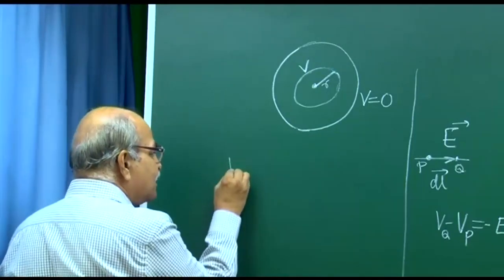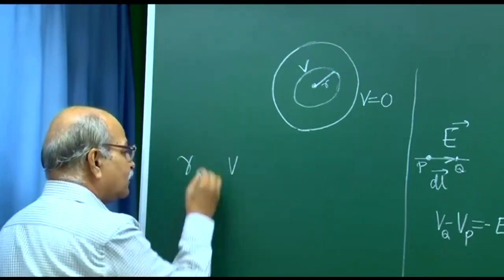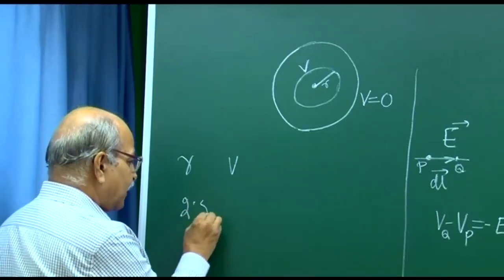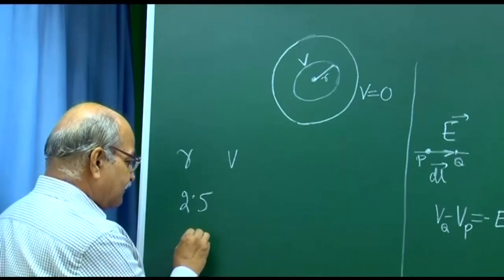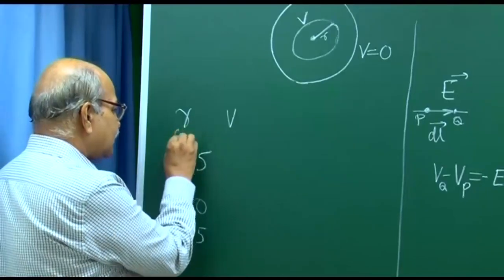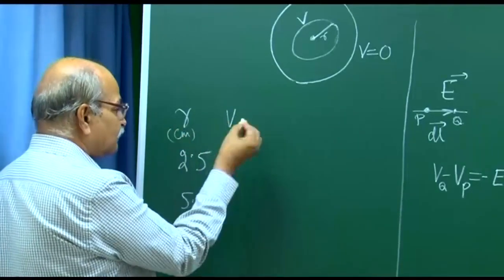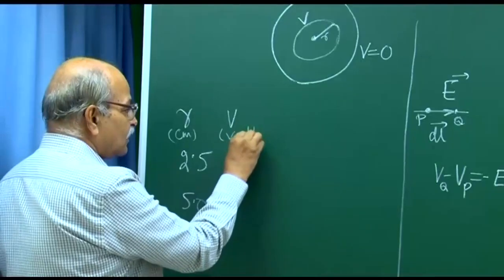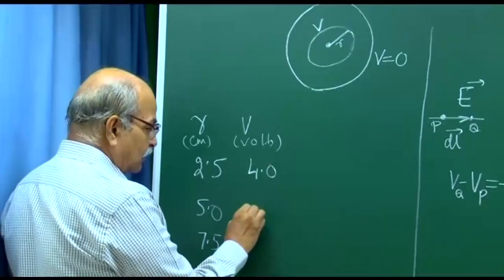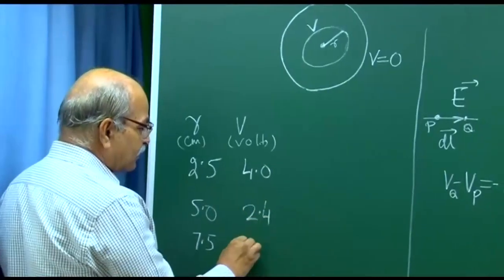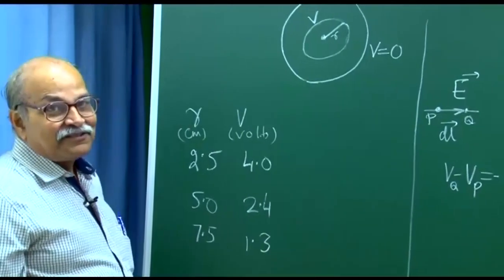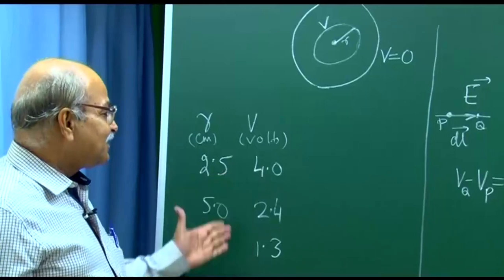So if I write V here and r here, we had three values: 2.5 centimeters, then 5 centimeters and 7.5 centimeters. So r is in centimeters and V is of course in volts. And what were the values? Around 4, around 2.4 and around 1.3. You have just 3 points here.